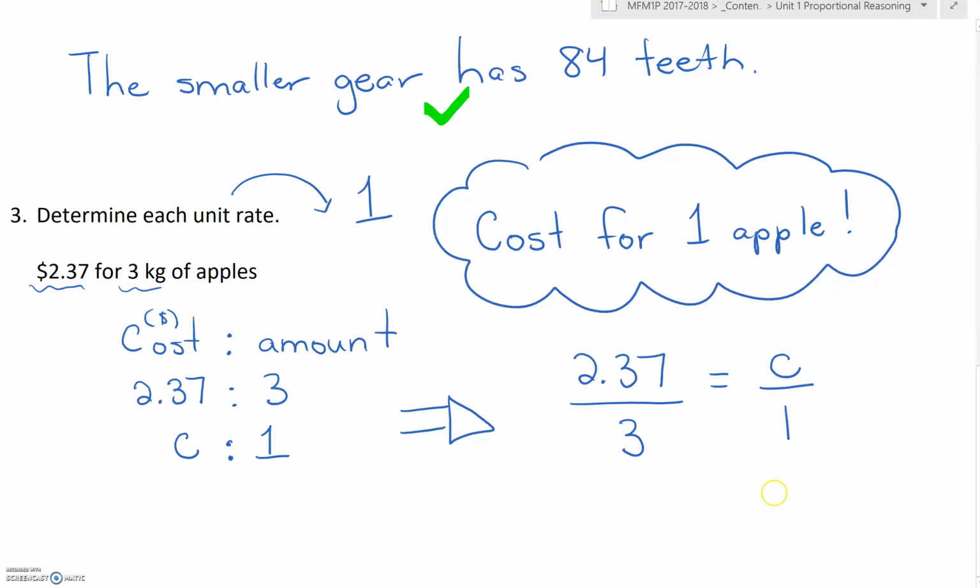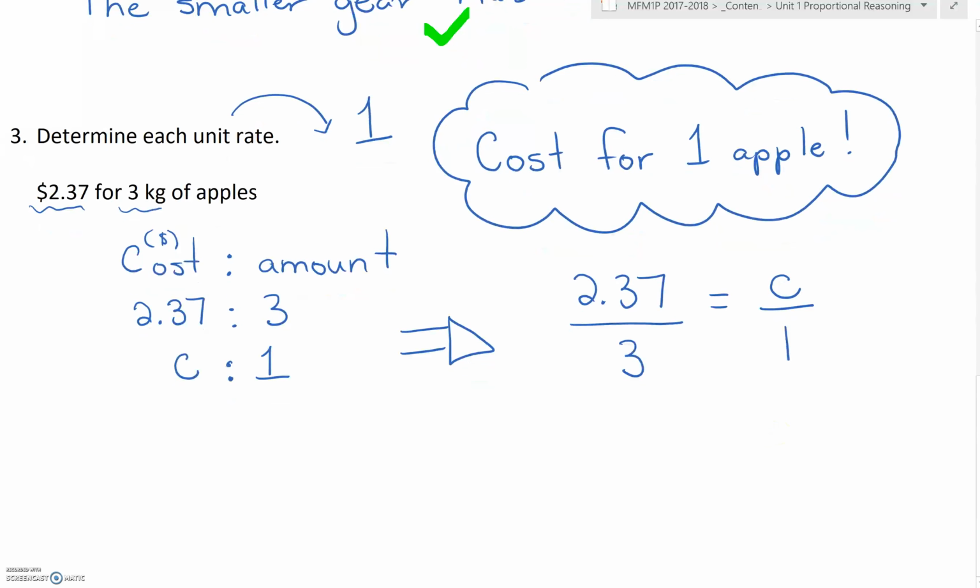There are 2 ways to really write this proportion. I did it from left to right, but you can also do 2.37 over C equals 3 over 1. So there's 2 ways of doing it, but we've been using this method right over here, so I think we're just going to go ahead and solve it with that. So now that we have our proportion set up, we can go ahead and solve for C, and we say, well, what's going on around the C? There's a division by 1, which is in the way. How do we cancel out a division by 1? We multiply by 1 on both sides.